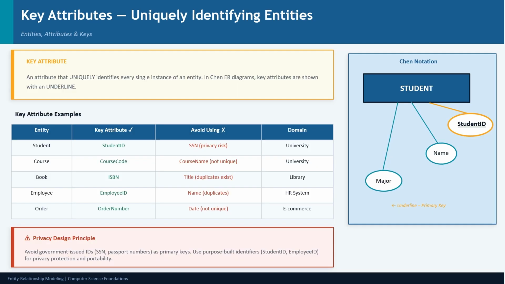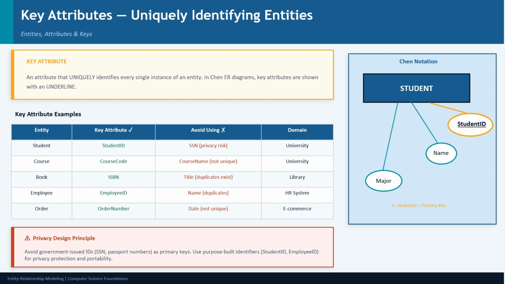Here's a question: if I store 10,000 students in a database, how does the system know which record belongs to which student? The answer is a key attribute, an attribute that uniquely identifies every single instance of an entity. In an ER diagram, key attributes are shown with an underline on their oval. Student ID uniquely identifies a student. Course code uniquely identifies a course. ISBN uniquely identifies a book.